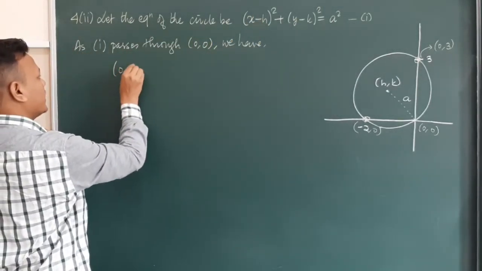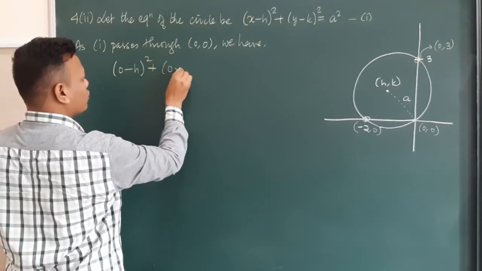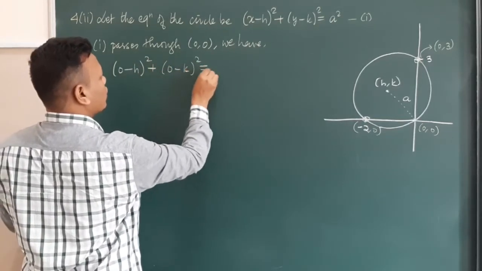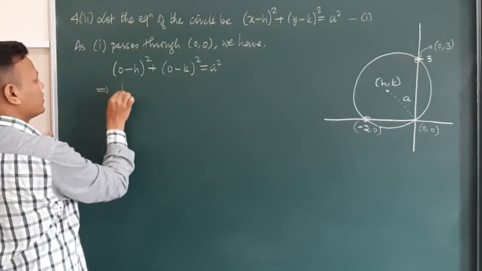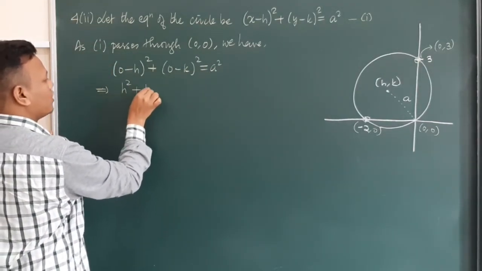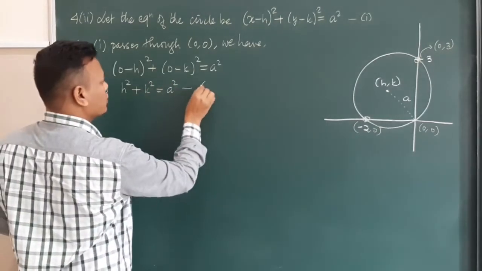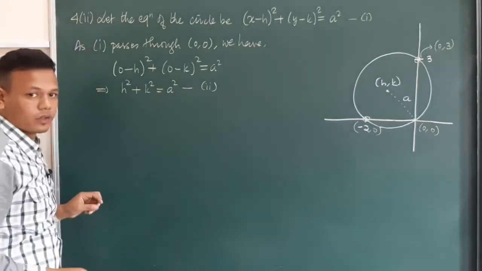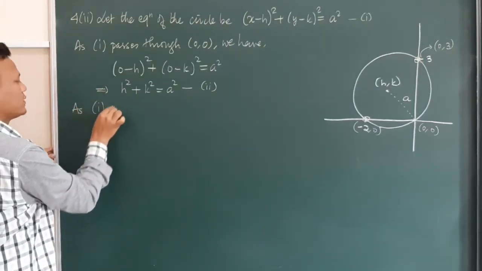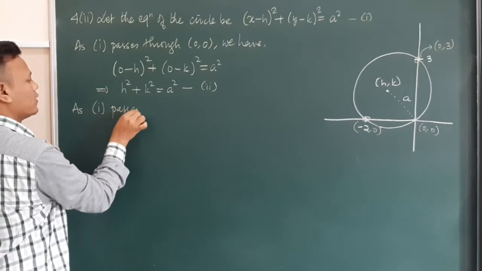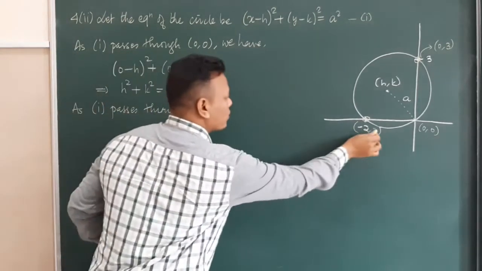So 0 minus h whole square plus y is 0, so 0 minus k whole square equals a square. So from here, we arrive at one of the equations, that is h square plus k square equals a square. Let me call this equation 2. Okay, again, as 1 passes through what? Through minus 2 comma 0.